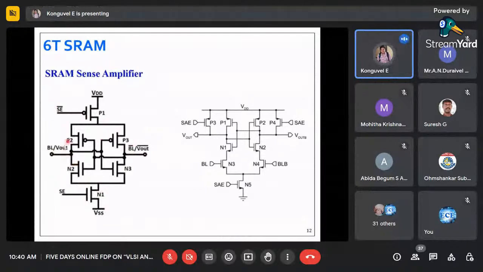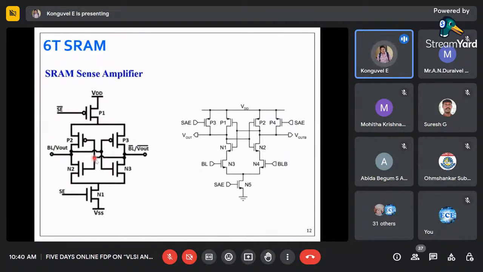What is the reverse operation? Whatever value is available in Vout will not go back to the BL, the bit line of the memory cell. That is the memory cell, and this is the amplifier. For each memory cell we will have a sense amplifier, only during the read operation, not for write. When the bit line is connected here, whatever value is available in the bit line should be available as an amplified output in Vout. The reverse should not happen. We maintain that by applying the sense amplifier enable signal.